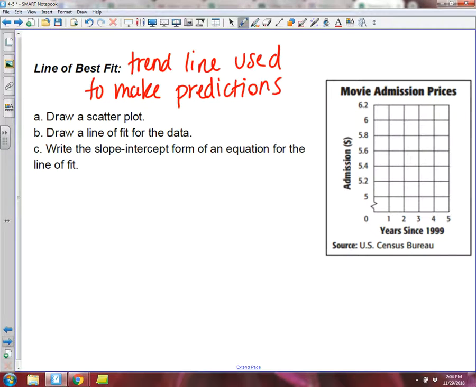Okay, you have data there. We need to plot this data. What's your first set of data? 0, 5.08, so maybe around there. You're just plotting your data. Second point is 1, 539. You should be able to graph this just fine without looking up here. 2, 566. 3, 581. And 4, 603.